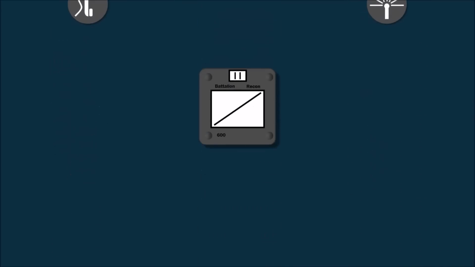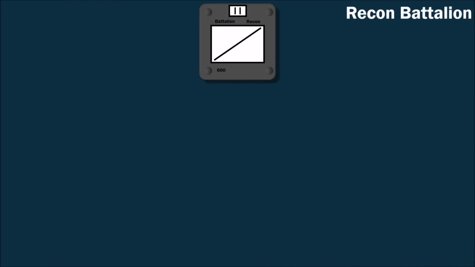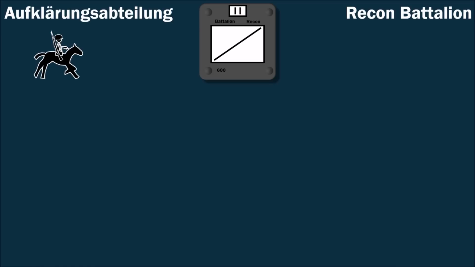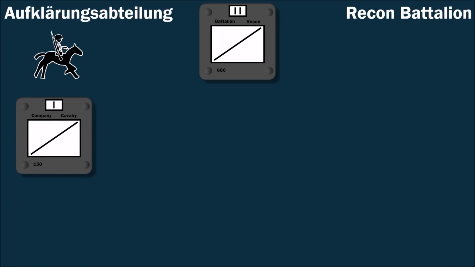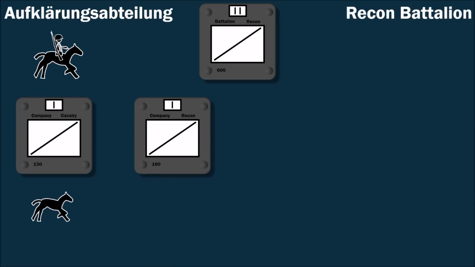So let's take a look at the next unit, the Recon Battalion, or in German Aufklärungsabteilung. This unit didn't exist in peacetime. When the war broke out, they used cavalry units and integrated them in their infantry divisions. So the first company is basically simply a cavalry unit. The second one is a light recon unit, which consisted mostly of bikes and motorcycles.